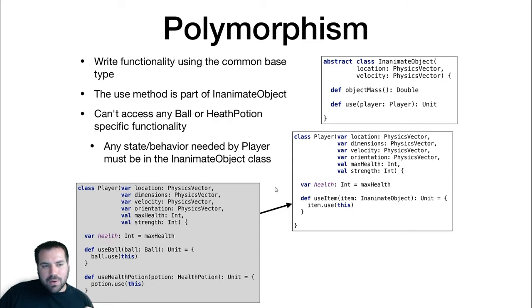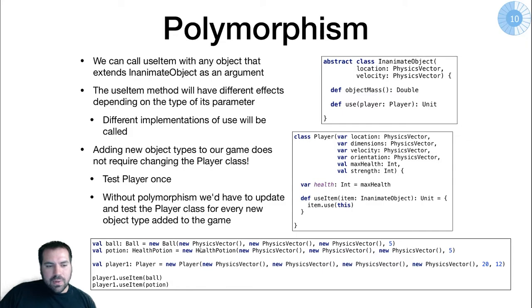And now when we add those 20 objects, guess what we don't have to do is edit the player class anymore. So we write the player class once, and it can handle any inanimate object that we can ever dream of later in the future. It can use any of them. So now our players can use balls, they can use health potions, they can be stored in variables of ball and health potion, so we still have the ball and health potion specific functionality available to us out here, but then when we give them to the player, it only cares that it's an inanimate object, and then it can use them as those inanimate objects.